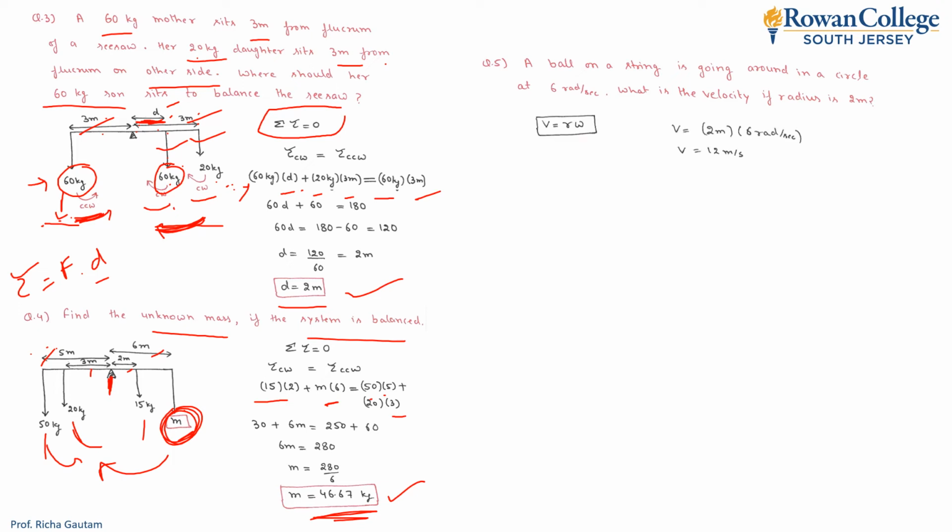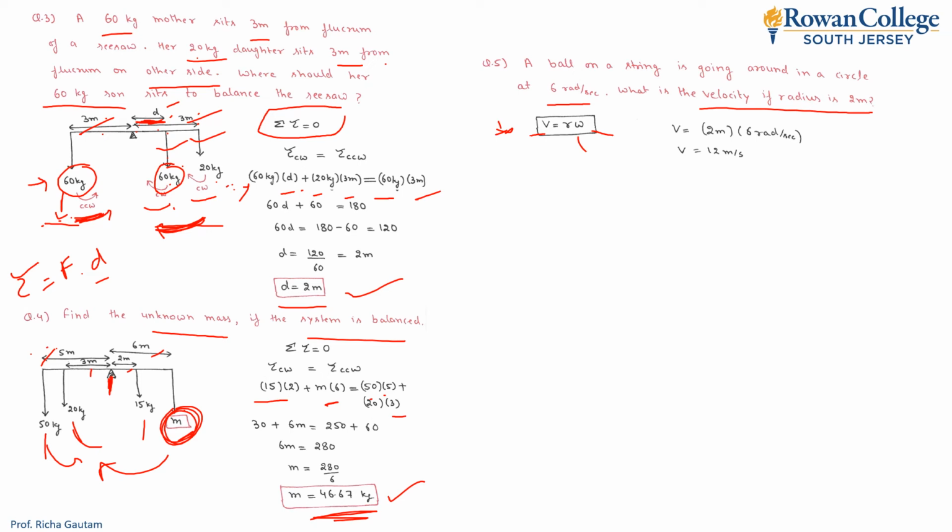So, a ball on a string is going around a circle at 6 radians per second. 6 radians per second is what? It is your omega, which is the angular velocity. What is the velocity if the radius is 2 meter? So this is the relation between translational velocity, which is your linear velocity v, omega, your angular velocity, and r, the radius.